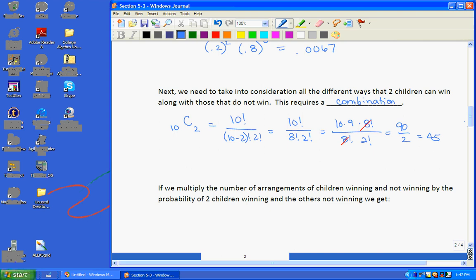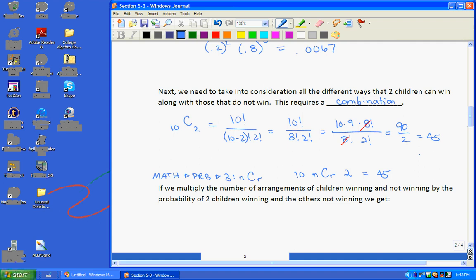You could also do this in your calculator. If you hit your math button, go over to PRB, and then number 3 should be your nCr. And recall to enter it, you type your 10 into your calculator first, then go get your nCr button, and then type in the 2, and you would get 45 just as well.